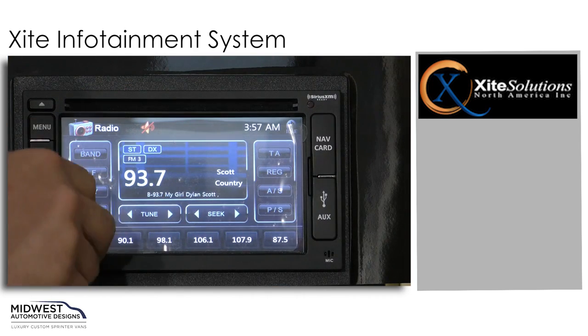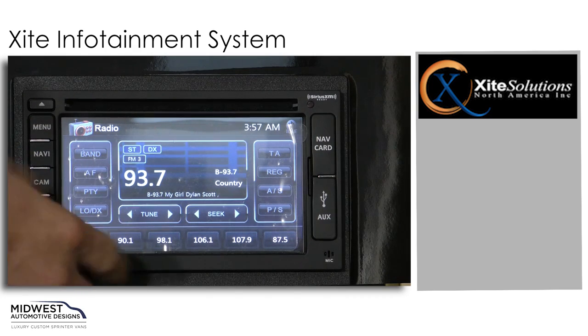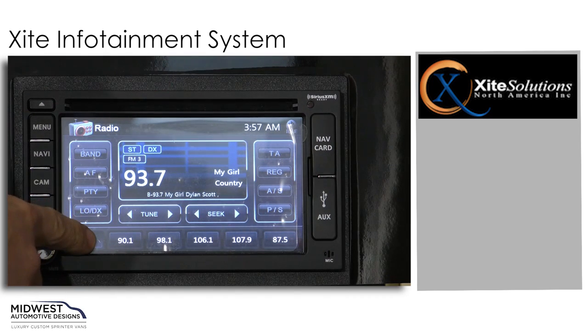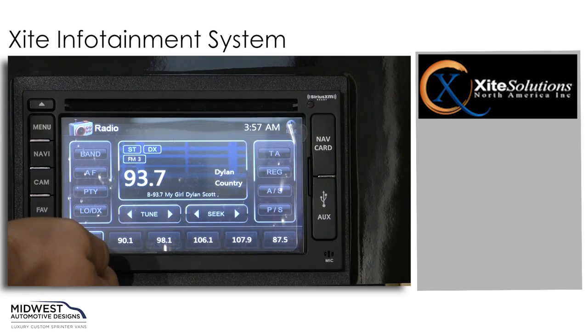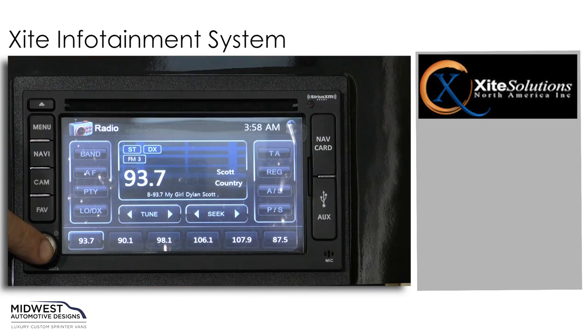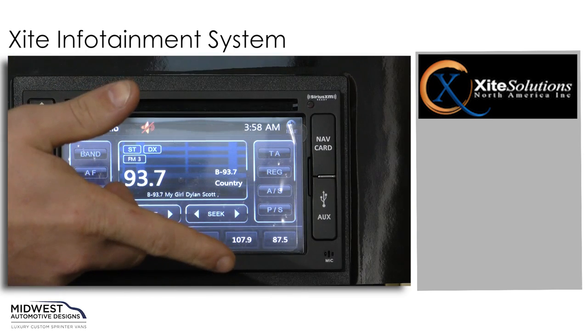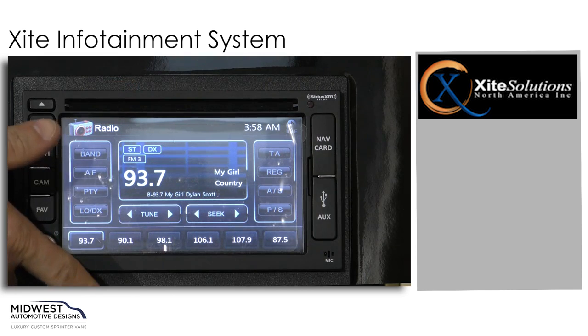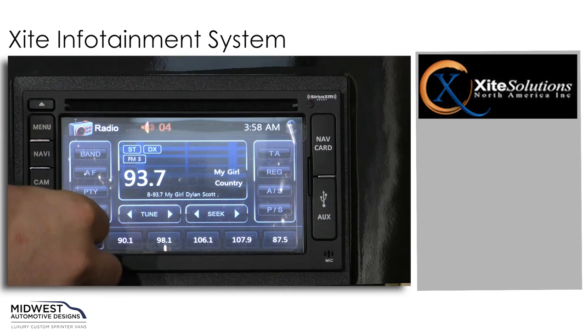So let's say 93.7 is a station that we like. If we hold it down here, we can then see that we'll actually have 93.7 as our preset. And then by clicking in our volume button here, we can mute, unmute, and then change the volume just by turning the dial.